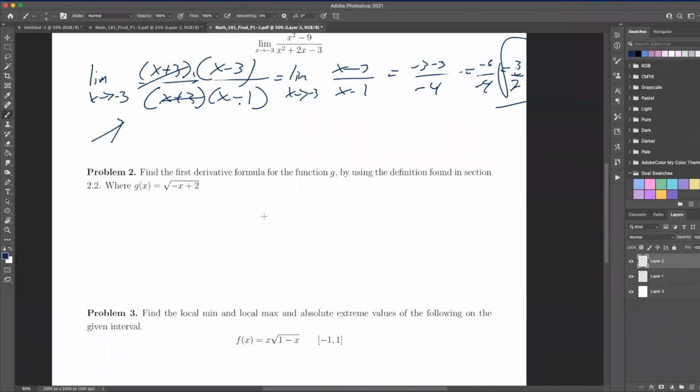All right, so let's do that. Here we have the limit, as h goes to 0, of f of x plus h minus f of x, all over h. In our case, this would be a g of x, I suppose. So we'll have the square root of negative of x plus h plus 2 minus the square root of negative x plus 2, all over h. Okay. Now, do you remember how we solved this one?